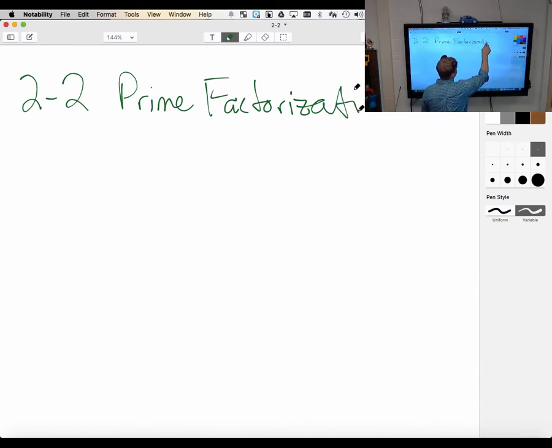factorization. Like prime factorization trees? Exactly. And if you just read that, or do you actually? No, we did it last year. You did these last year? I love these. Okay.